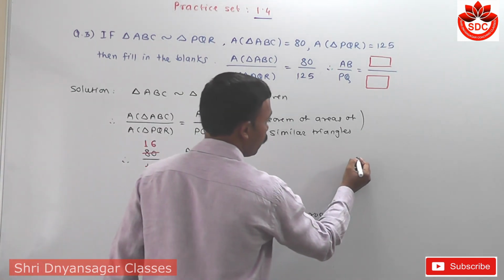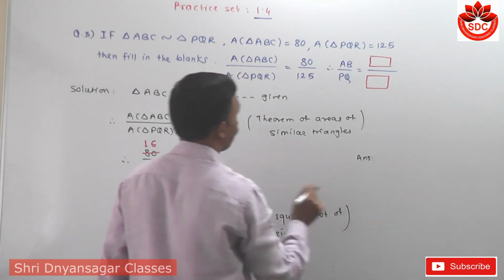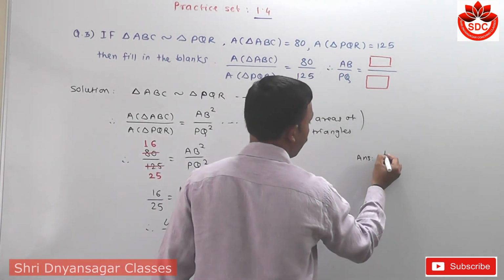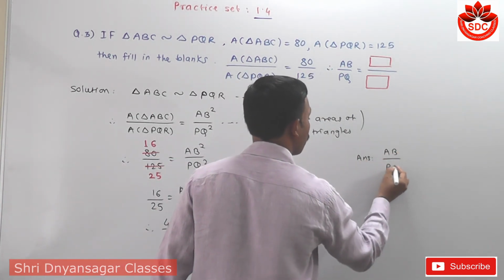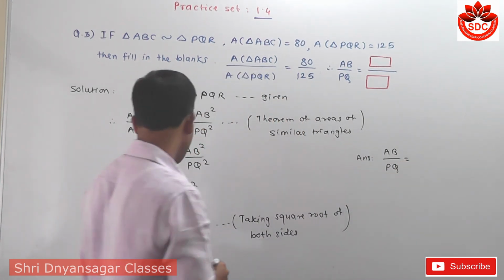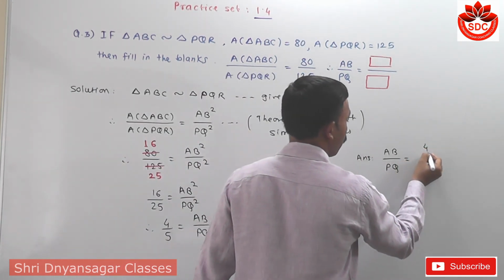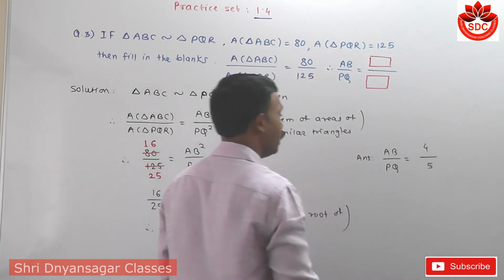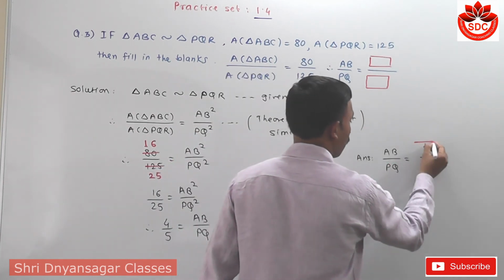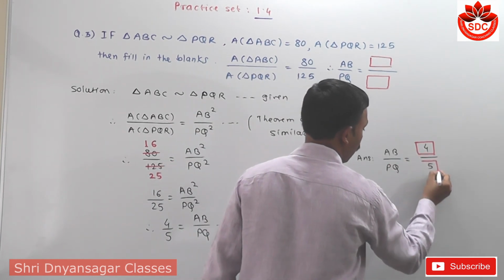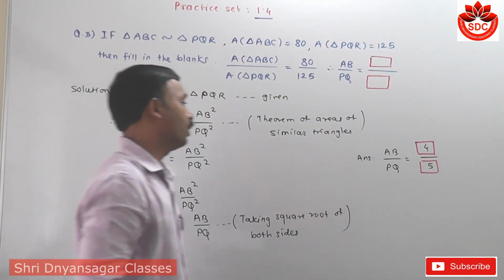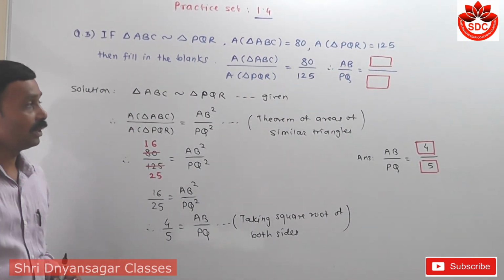Therefore, the answer in full sentence is that the ratio, meaning AB upon PQ, is equal to how much? 4 upon 5. So this is our answer. So I have to take it as a box. Therefore, AB upon PQ is equal to how much?